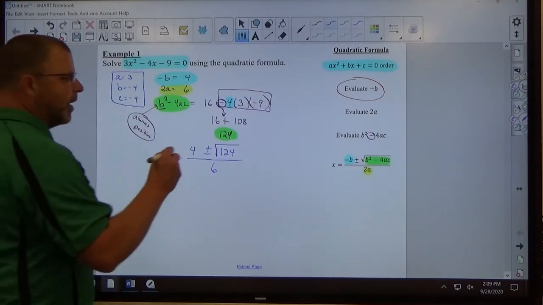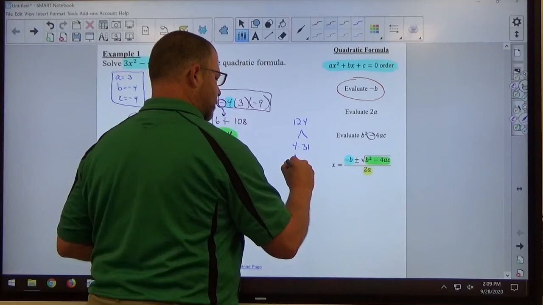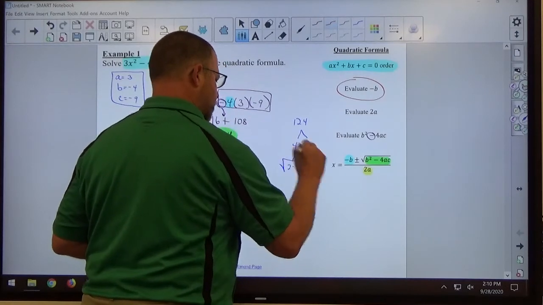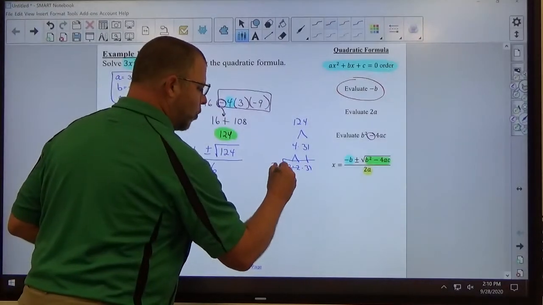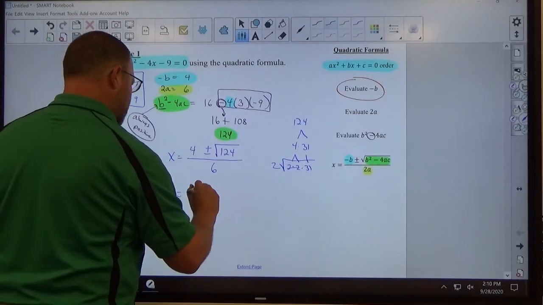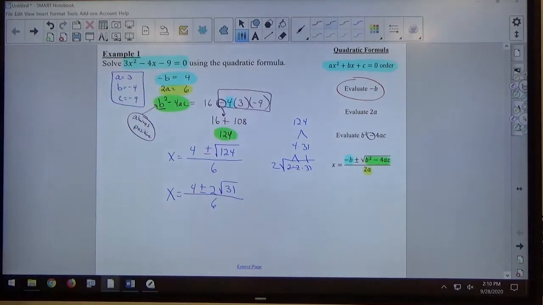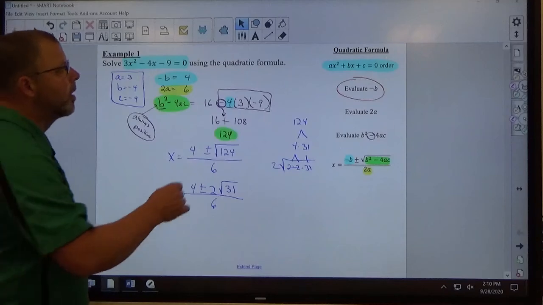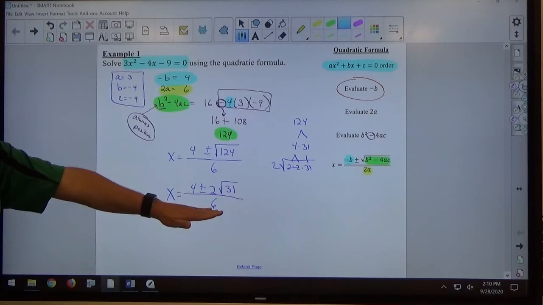But if I did a factor tree, we're looking at the square root of 2 times 2 times 31. A pair of 2's inside gets to pull 1 2 outside. That is the right answer, but this is a better right answer. 4 plus or minus 2 times the square root of 31 over 6. Anytime you can simplify a radical, you should. Every single time you can, you should. Continuing on with the best answer possible. Again, this is right. This is better.